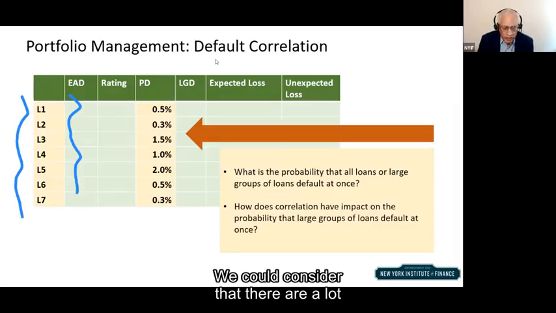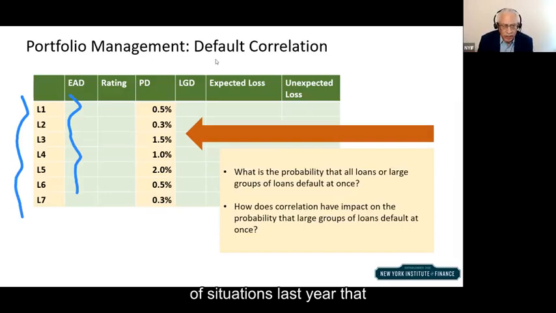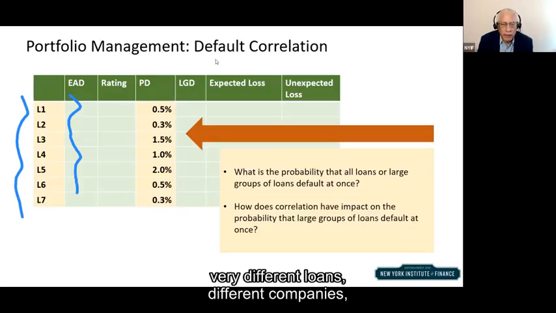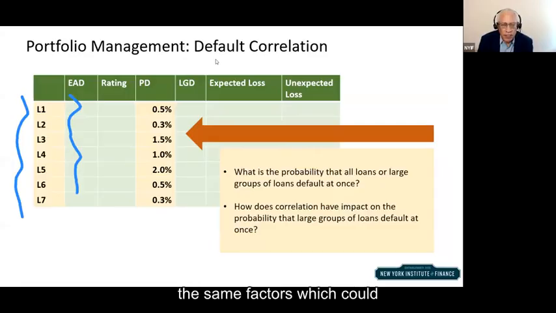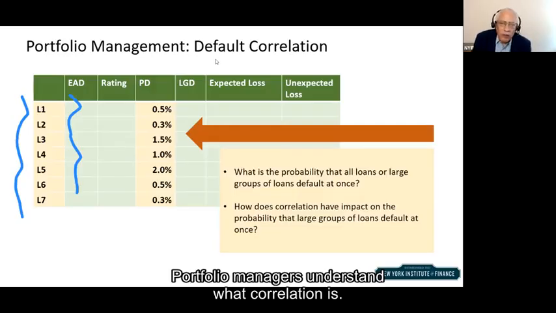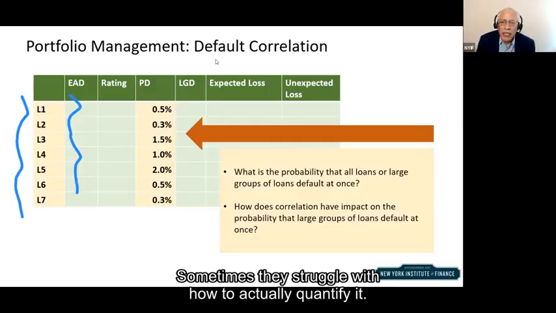So we could consider that there are a lot of situations last year where companies in very different industries, airlines, travel and hospitality, entertainment, very different loans and different companies, are all susceptible to some of the same factors, which could contribute to clusters of default. So portfolio managers understand what correlation is. Sometimes they struggle with how to actually quantify it.